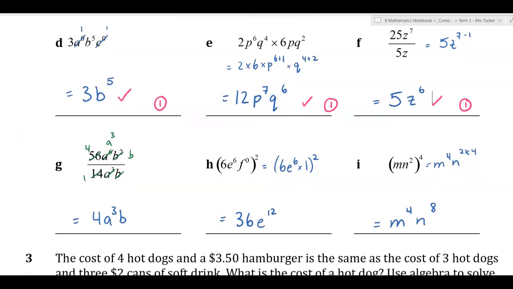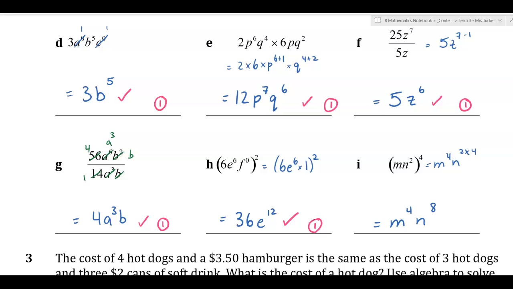Anyway. 2g, your answer is 4a cubed times b. 2h is... now, I think with h, a mistake that I'm likely to see, that I hope I don't see, is that we don't square the 6 as well. So make sure you got 36. And then it's e to the power of 12 times f to the power of 0, which is just 1. So your final answer is 36 e to the power of 12.